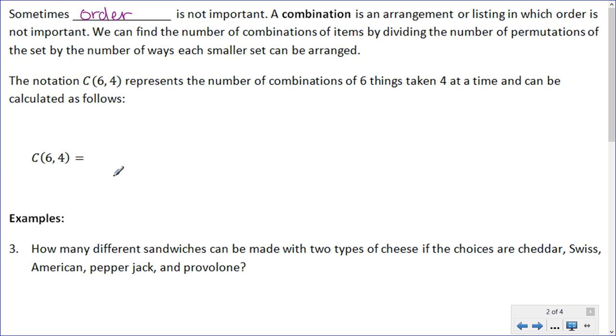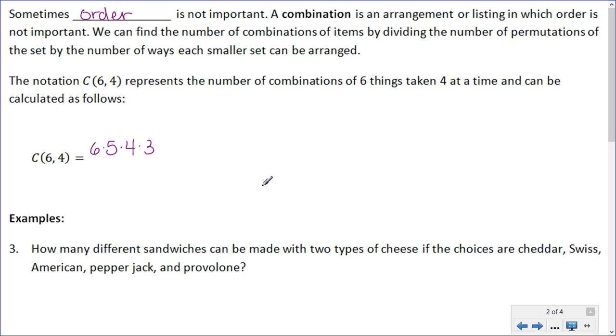Well, it would be calculated at first the same way as the permutation. So 6 ways to choose the first thing, 5 ways to choose the second, 4 ways to choose the third, and 3 ways to choose the fourth. However, this would include combinations that are essentially the same, because if the order doesn't matter, like I said, something like Sally and Susan is the same as Susan and Sally.